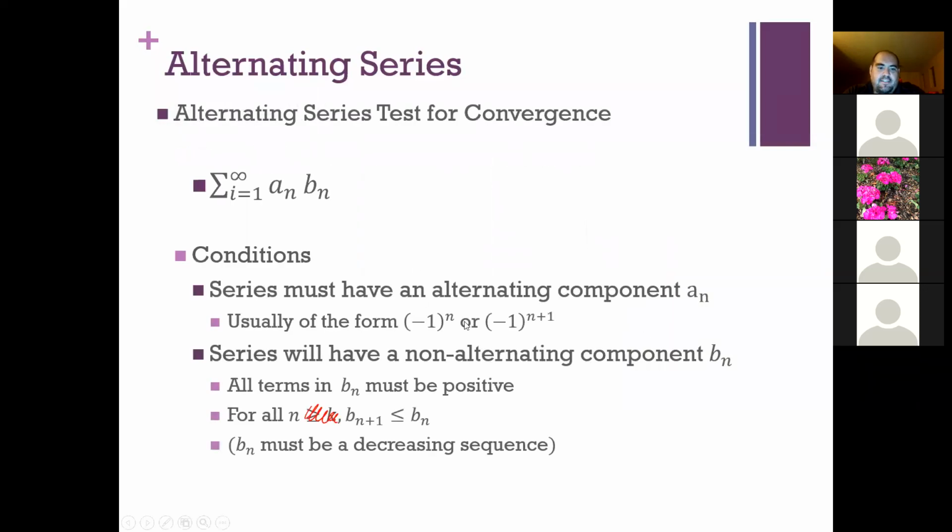And basically the test is this. Not sure why I left this off here, but if all these conditions are met, then really what you have is this: if b sub n goes to 0, then this series converges.